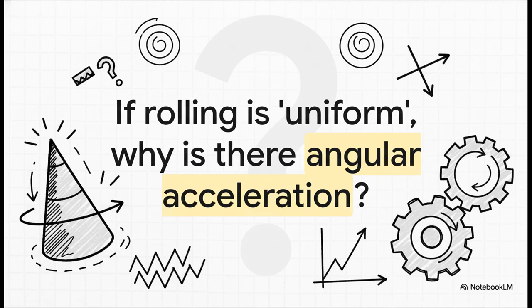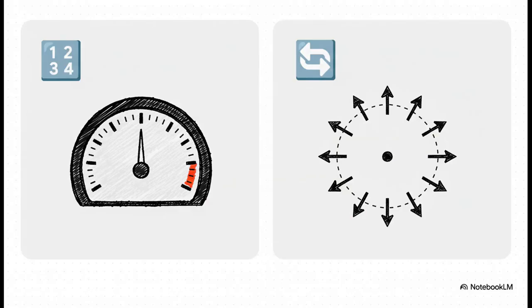The problem explicitly says the rolling is uniform. So how in the world can there be any acceleration? It feels like it breaks the rules, but it doesn't. Here's the key. It's all about the difference between a number and a vector. When the problem says uniform, it's talking about the magnitude of the angular velocity, its speed. That's a constant 2.3 radians per second.